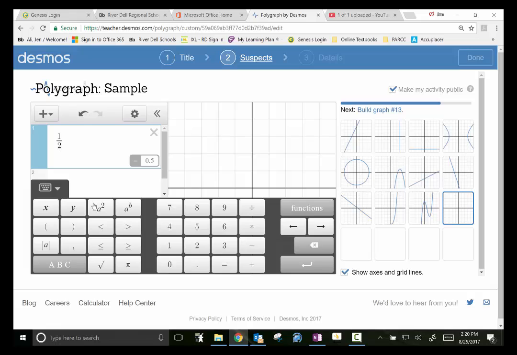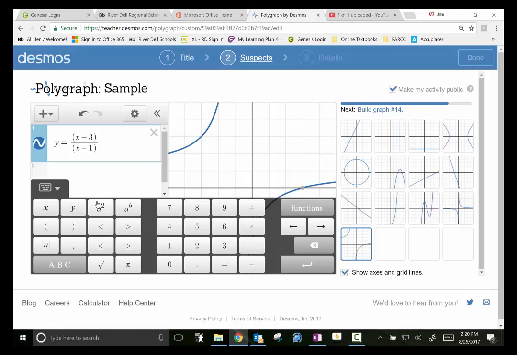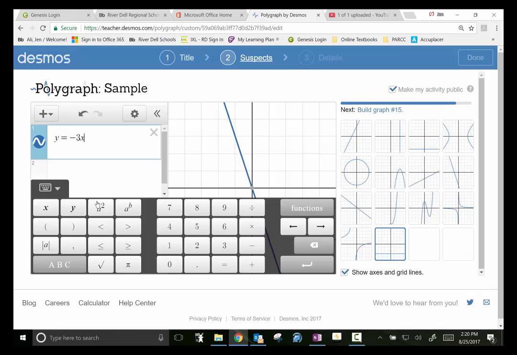Oh, we can do 1 over 2x, right? y equals 1 over 2x. We can do y equals x minus 3 over 7x plus 1. Let's do y equals negative 3x. I'll be wild and crazy.